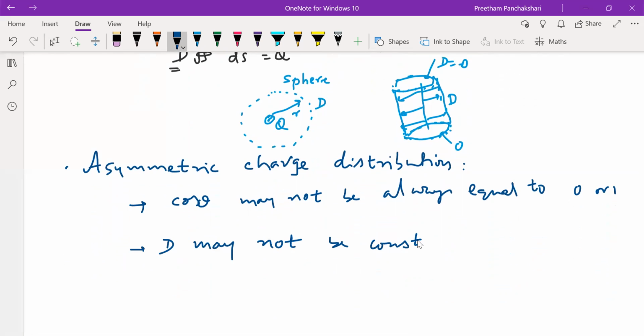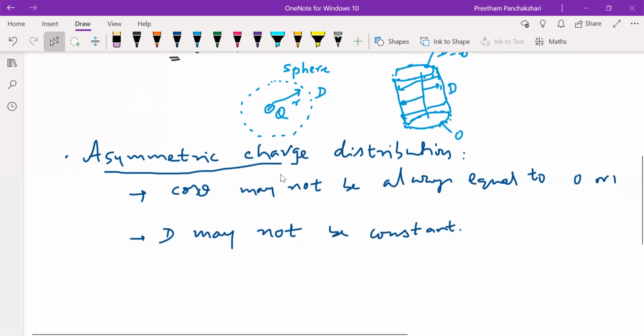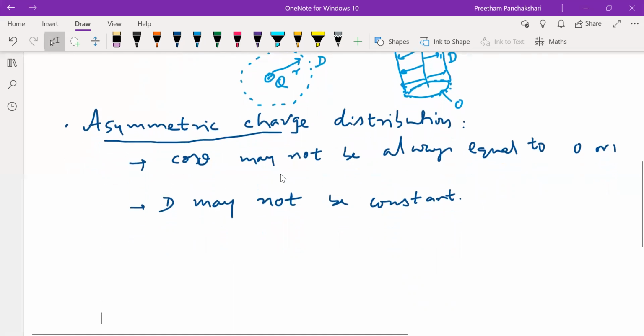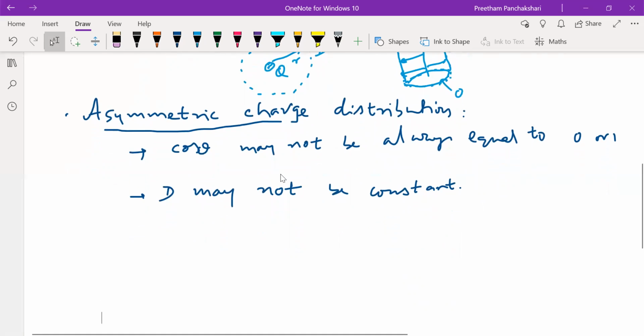This restricts the use of Gauss law for asymmetrical charge distribution, which is not at all recommended because of the high complexity of mathematics. But in this lecture, we shall discuss the possibility of using Gauss law for this asymmetric charge distribution.